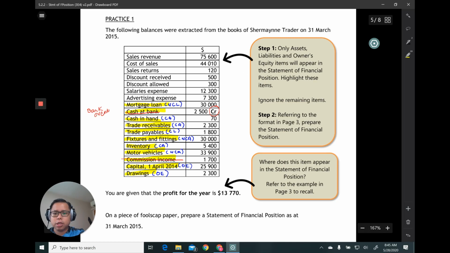So instead of calling it cash at bank, we have to call it bank overdraft because it is a credit balance. But if they did not say what sort of balance it is, we have to assume that it is a debit balance, or sometimes in a question they will tell you that it is a debit balance. If it's a debit balance, it will remain as a cash at bank account. But if it's a credit balance, then it will be termed as a bank overdraft, and this account will then go to your current liabilities. So I'm going to go ahead and label it as such.